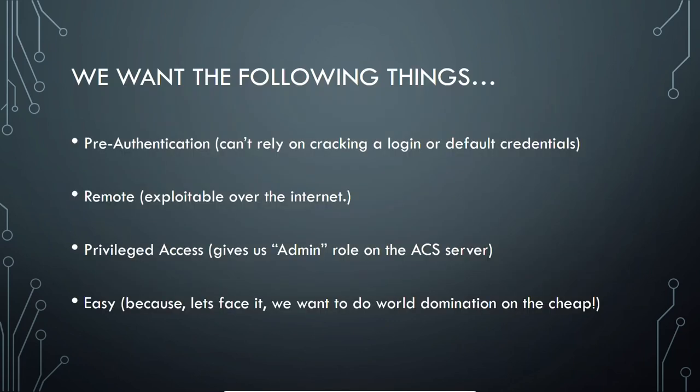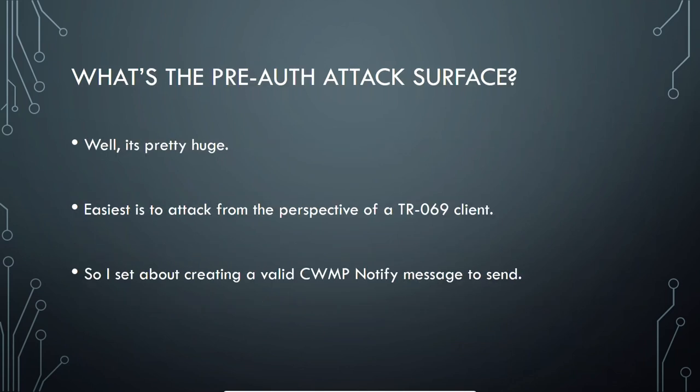But I was thinking, post-auth XSS isn't all that big of a deal. What I want is a bug that's pre-auth, so no authentication to the device required, I can just pwn it remotely with no idea what the creds are. I want it to be remote, so I didn't want any local bugs, I want a remote exploit that was super reliable. I want it to give me at least privileged access, like an admin role in the ACS, so complete compromise. And I wanted to do it easy, because my threat model is like a 12 to 15 year old script kiddie. So I was looking for something that wouldn't take too much effort. So the pre-auth attack surface is pretty enormous.